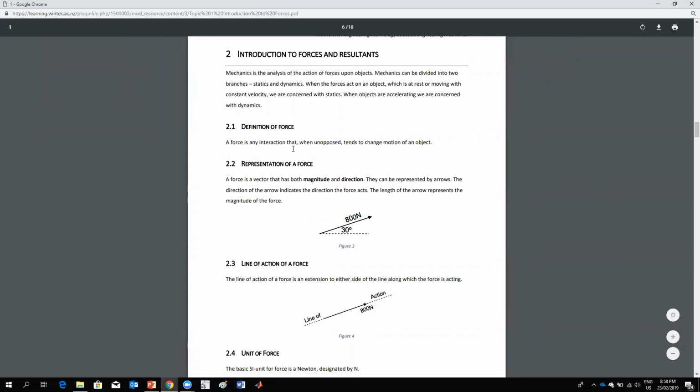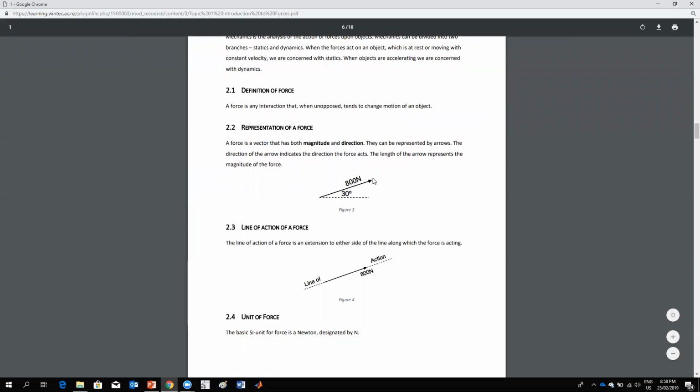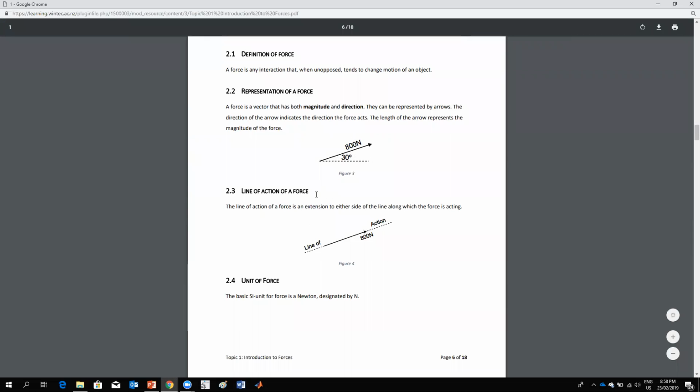A force is an interaction that, when unopposed, tends to change the motion of an object. We always give an arrow at the end. We start with a straight line, we finish it with an arrow. We need to know the direction of the force. Of course, the units. Force is always measured in newtons. So always we focus on magnitude and direction. Direction means we need the angle.